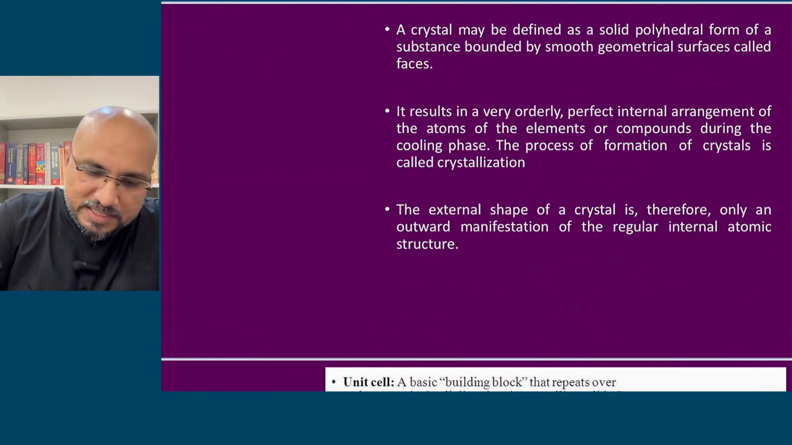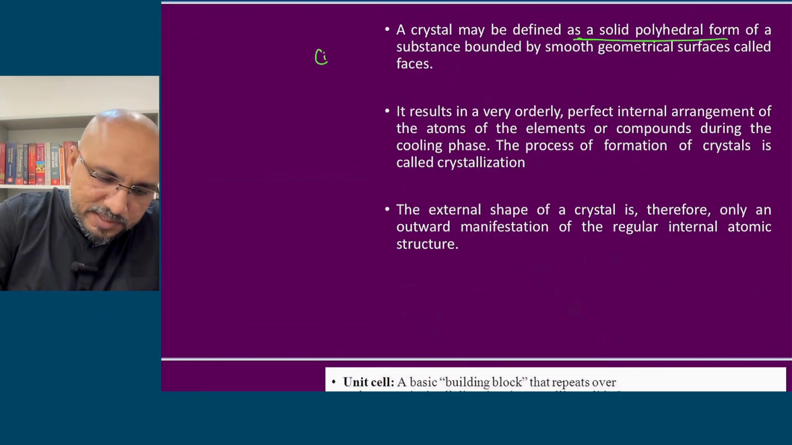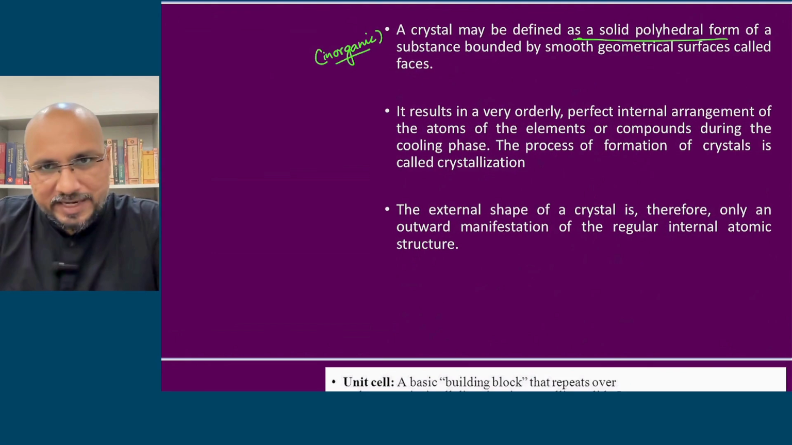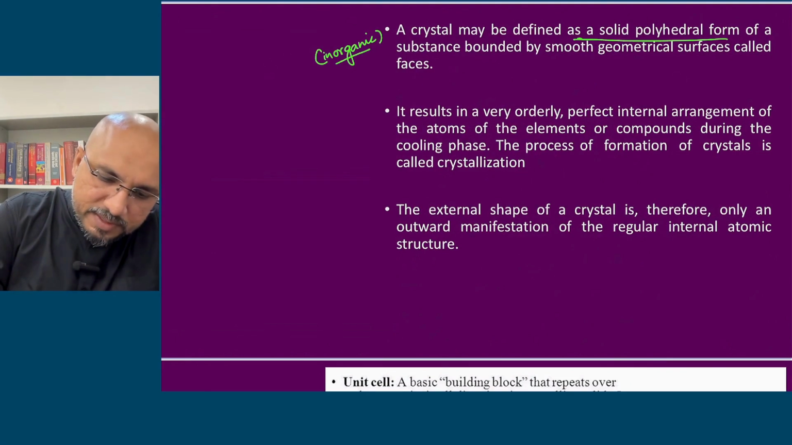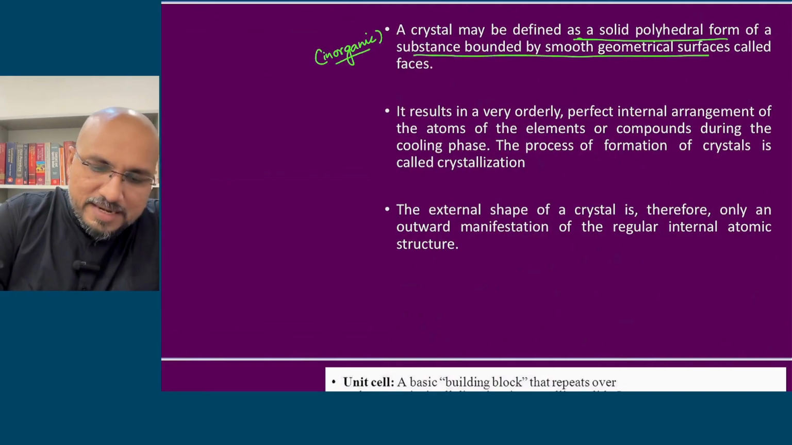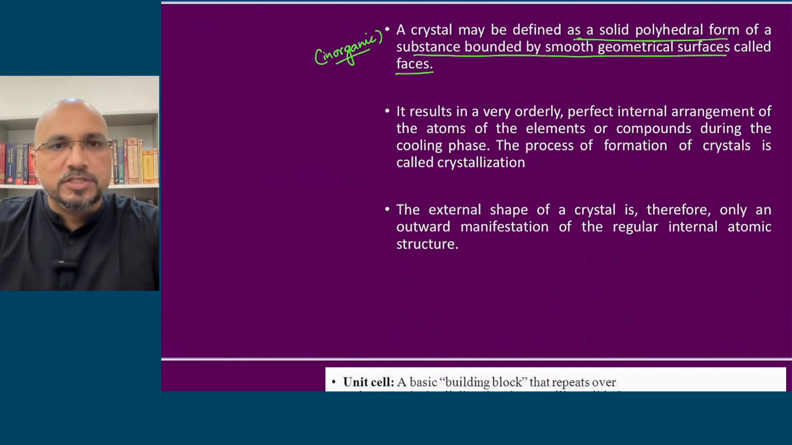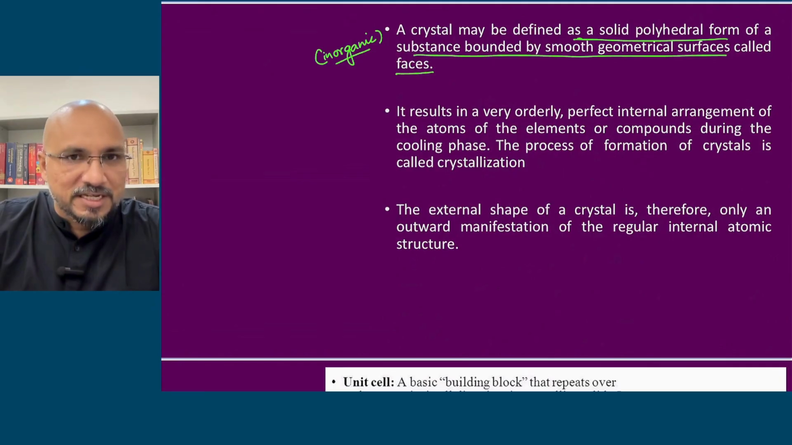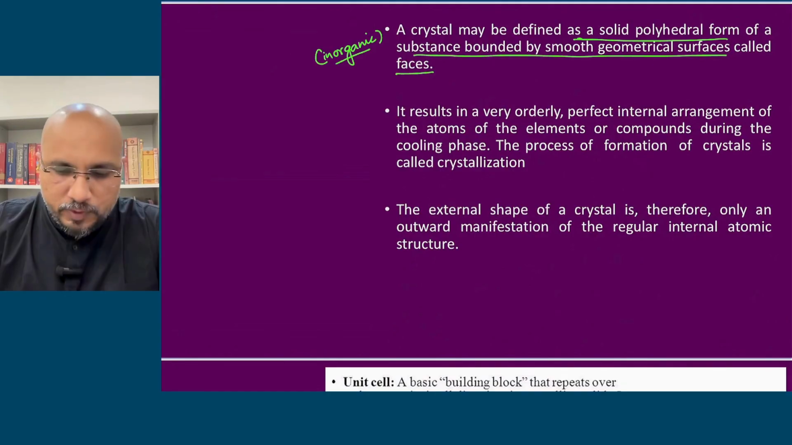A crystal may be defined as a solid polyhedral form of a substance, basically an inorganic substance, because minerals are inorganic substances. A crystal is defined as a solid polyhedral form of a substance bounded by smooth geometrical surfaces which are called faces. So there exists a definite relationship between different faces of a crystal.